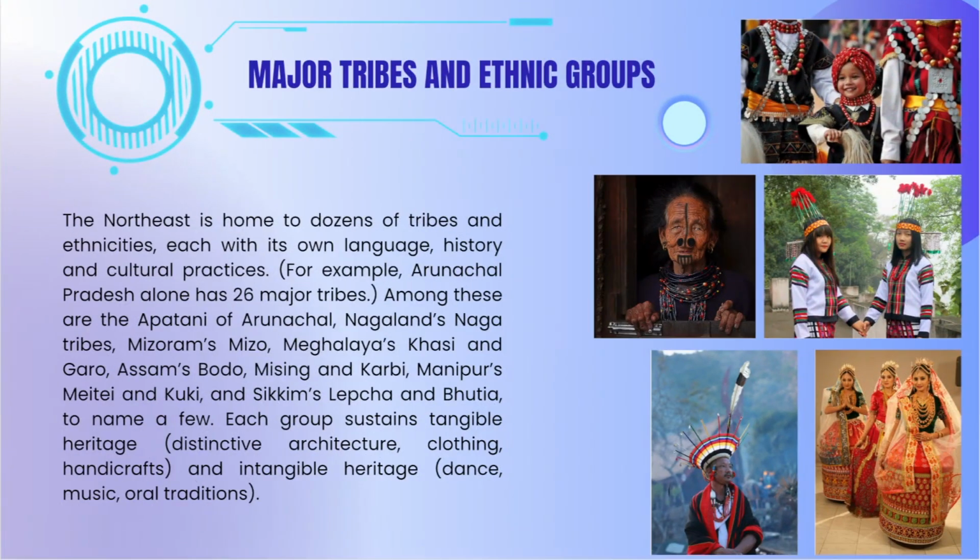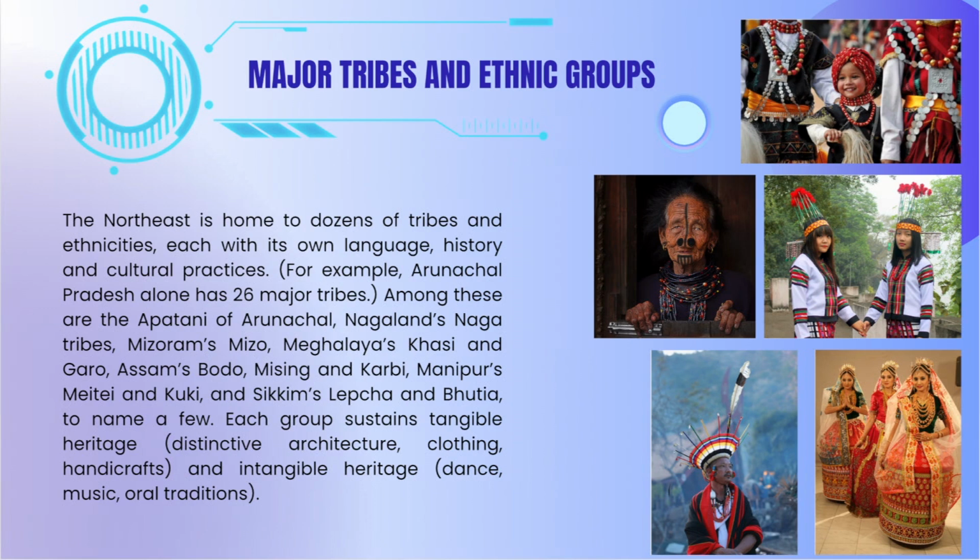Major tribes and ethnic groups. The Northeast is home to dozens of tribes and ethnicities, each with its own language, history, and cultural practices. For example, Arunachal Pradesh alone has 26 major tribes. Among these are the Apatani of Arunachal, Nagaland's Naga tribes, Mizoram's Mizo, Meghalaya's Khasi and Garo, Assam's Bodo, Missing, and Karbi, Manipur's Meiteis and Kuki, and Sikkim's Lepcha and Bhutia, to name a few.